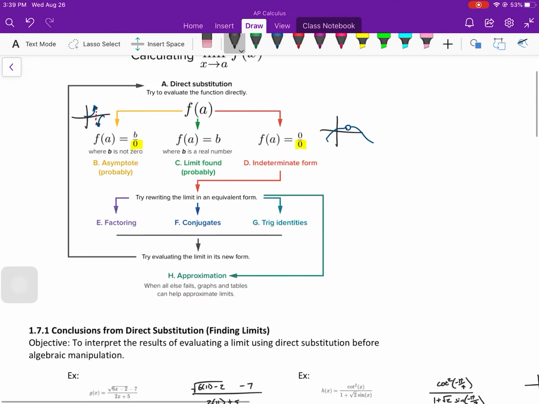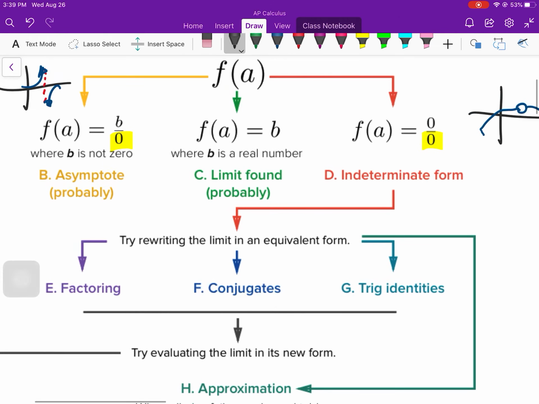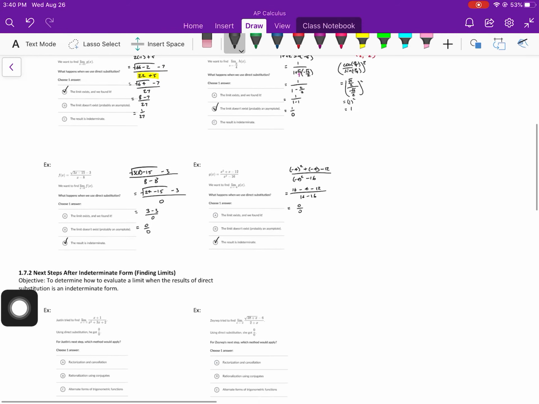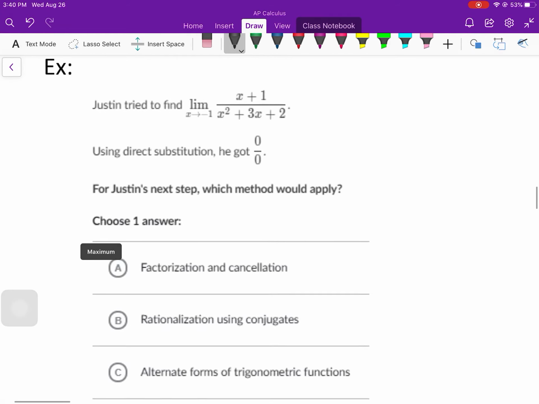So if you look at that previous section we just did, once you determine which situation we're in, do we have an asymptote? Do we find our limit directly? Or do we have an indeterminate form? If you have an indeterminate form, you then have to figure out, hey, are we going to have to factor? Do we need to multiply a conjugate? Or do we need to use the trig identities in order to evaluate it?